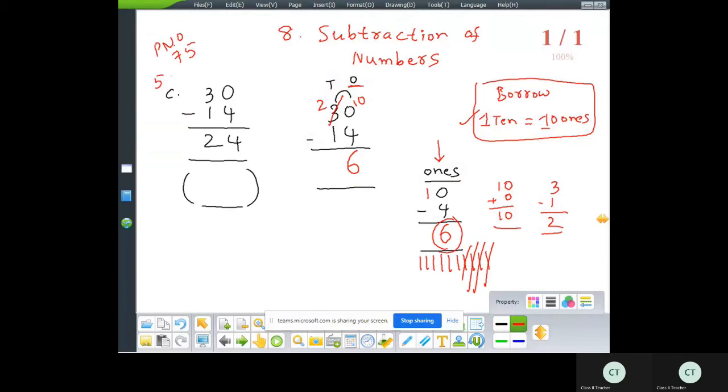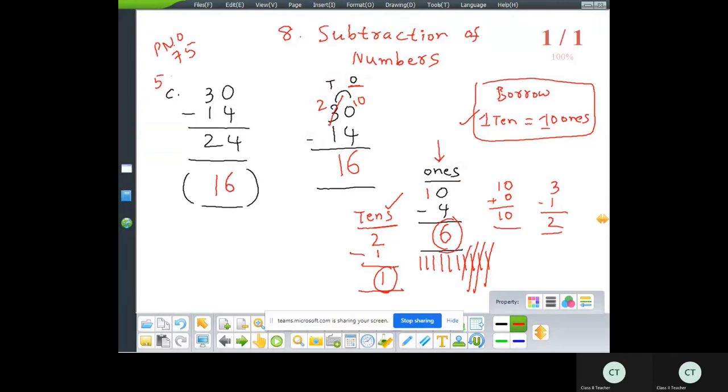Now subtraction on 10's place. The digits from the 10's place are 2 and 1. 2 minus 1. From 2 we subtract 1, we get 1. This answer 1 is written in the 10's place. 30 minus 14 is 16.